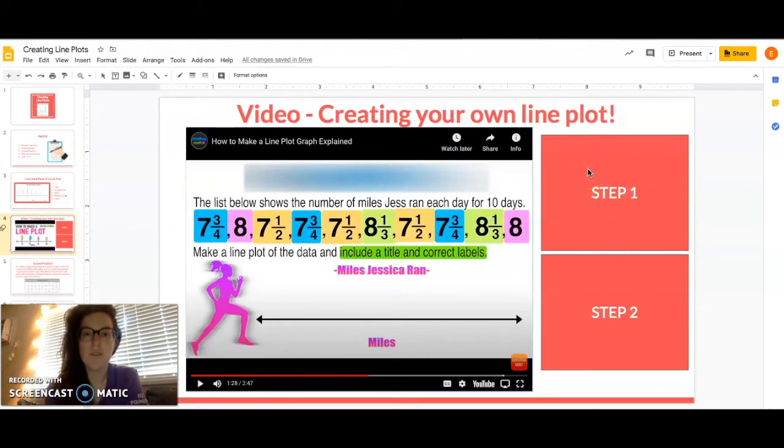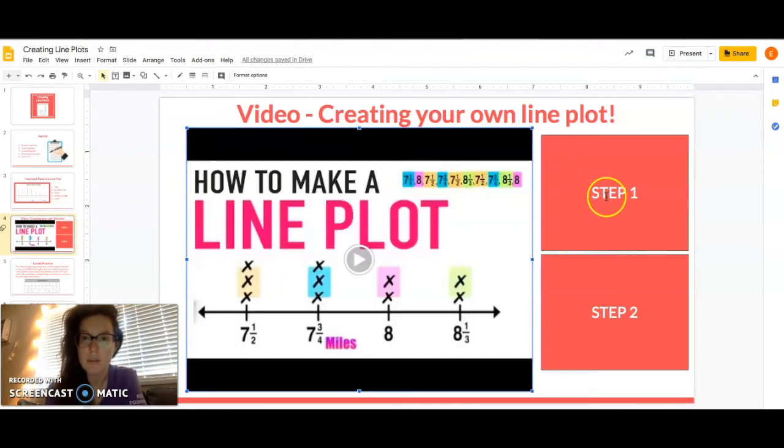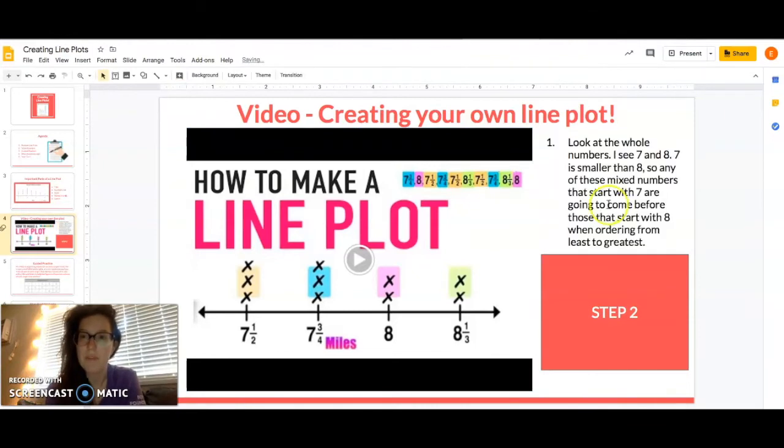So in order to figure out how to order these values from least to greatest, I need to follow these steps.